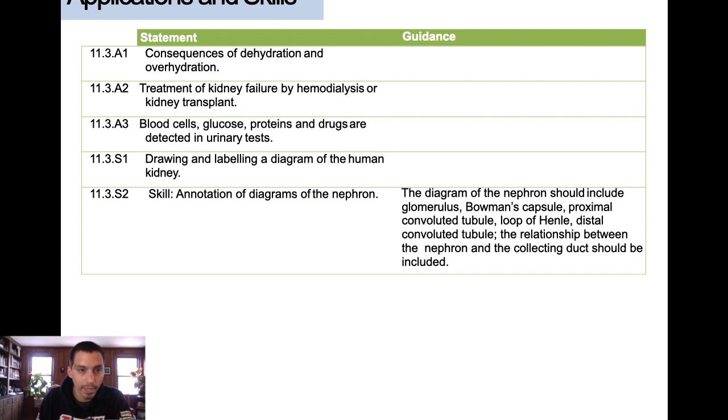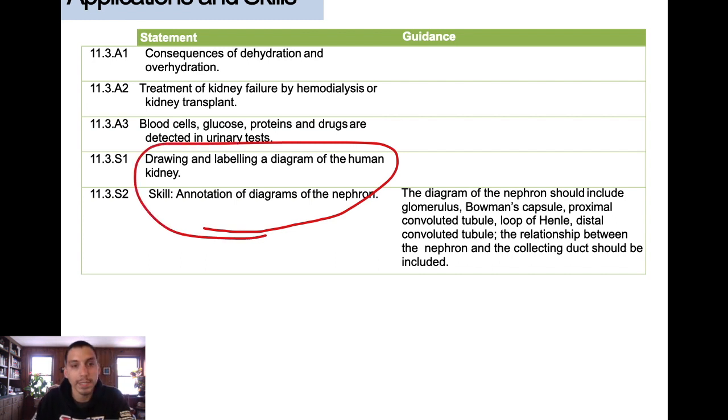And then we have our applications and skills. We're not going to talk about the applications today, but we will be addressing both of these skills: drawing and labeling a diagram of the human kidney, and annotation of diagrams of the nephron. We're not going to complete these because we're not going to make it all the way through all the structures of the kidney today, but we'll touch on them.